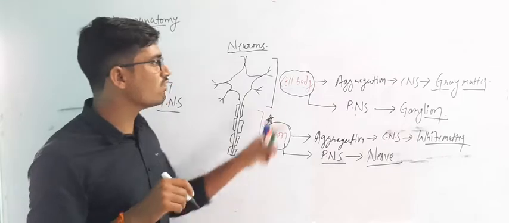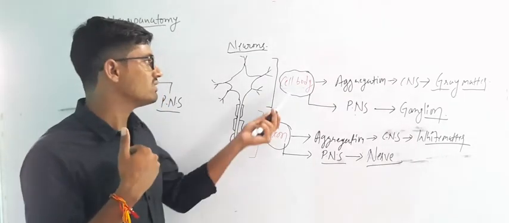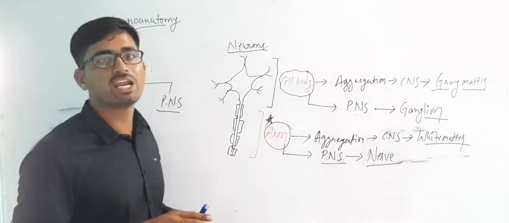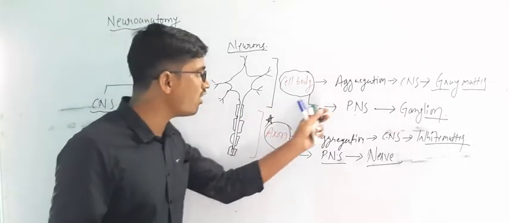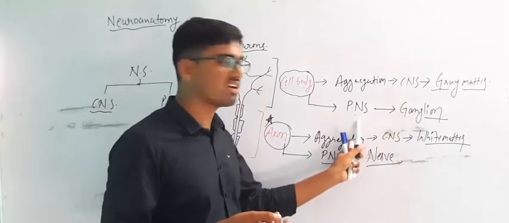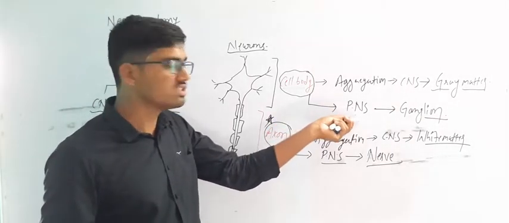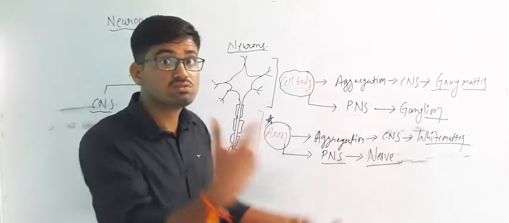If the examiner is asking what is the gray matter, and you give the answer, "Sir, aggregation of the cell body is called gray matter," that is wrong. Aggregation of the cell body, where? In the central nervous system or the peripheral nervous system? This is very important, because aggregation of the cell body in the peripheral nervous system is the ganglion, right? So the answer will change.